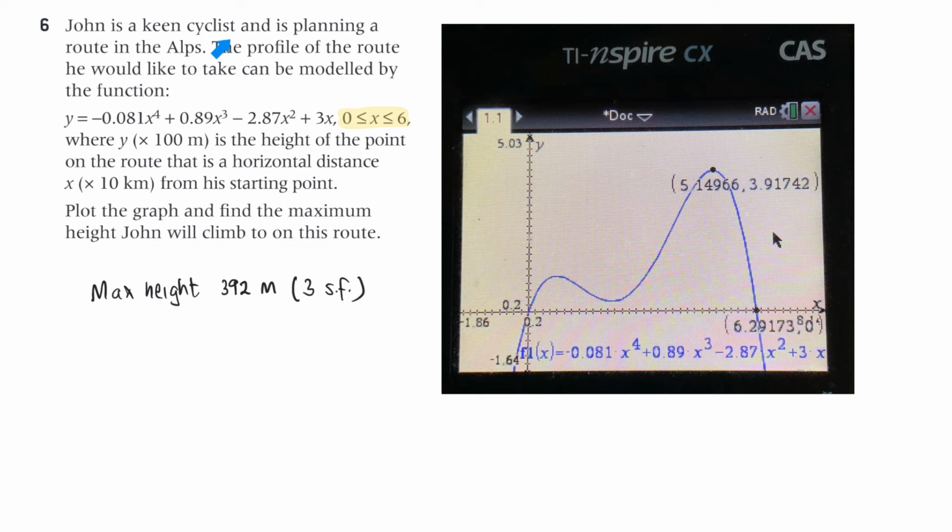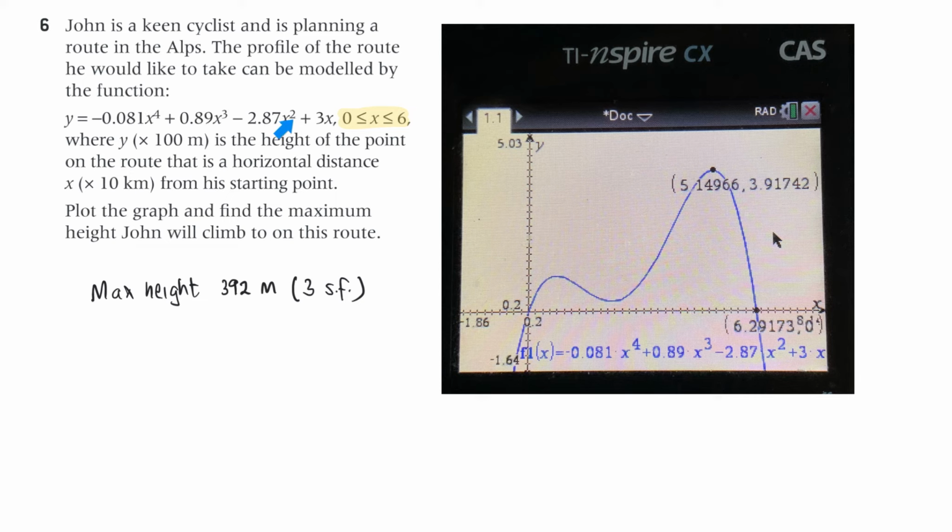6. John is a keen cyclist and is planning a route in the Alps. The profile of the route he would like to take can be modeled by this function, and that's the restricted domain there, where y is in hundreds of meters, is the height of the point on the route that is a horizontal distance, which is x, which is in 10 kilometer units from his starting point. Plot the graph and find the maximum height John will climb on this route.